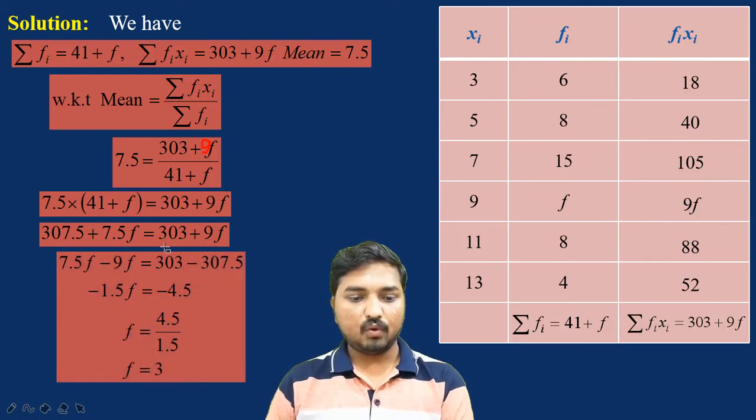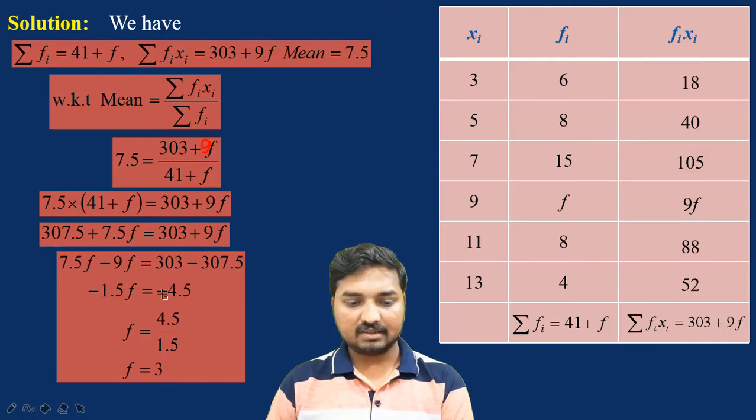I'm going to shift 9f to the left hand side, and it will become minus 9f, and shift 307.5 to the left hand side, and it will become minus 307.5. So in the next step, 7.5f minus 9f means minus 1.5f, and 303 minus 307.5 means it will become minus 4.5.